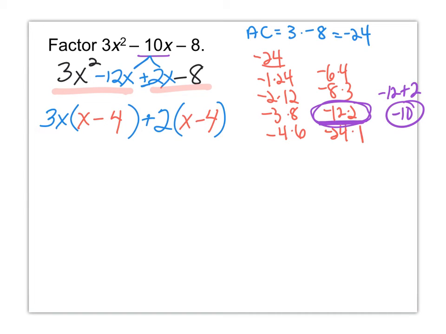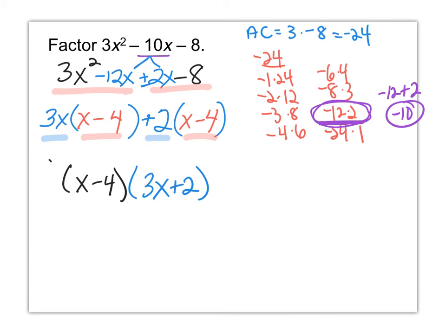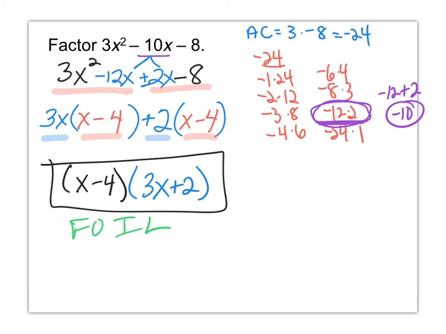Notice that these two groups have that common factor of x minus 4. That is going to be one of your factors, x minus 4. When you factor that out of both of those, what you have left is 3x and plus 2. So your other factor is 3x plus 2. This is your final answer written in factored form. Notice that if you were to use the FOIL process to check, you should end up with what you started off with.